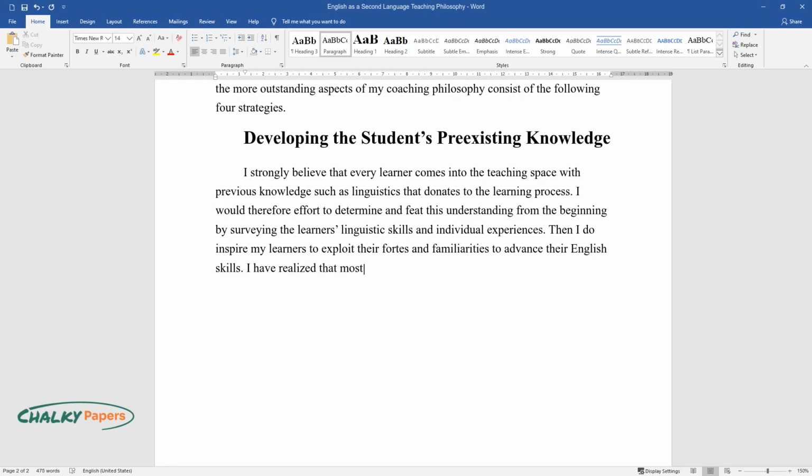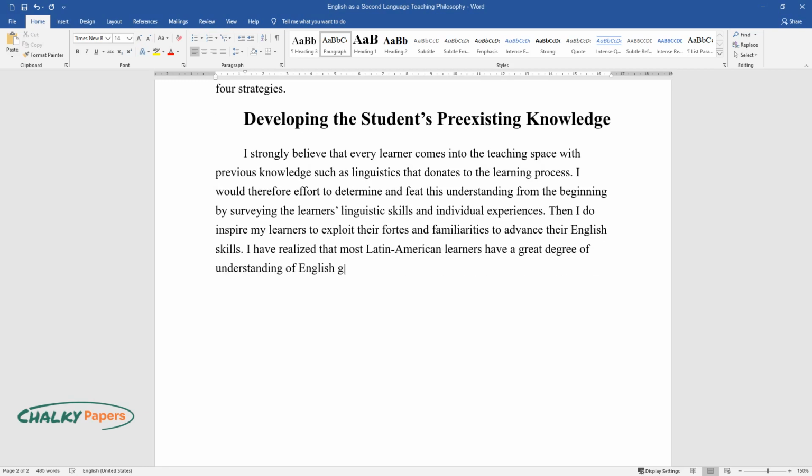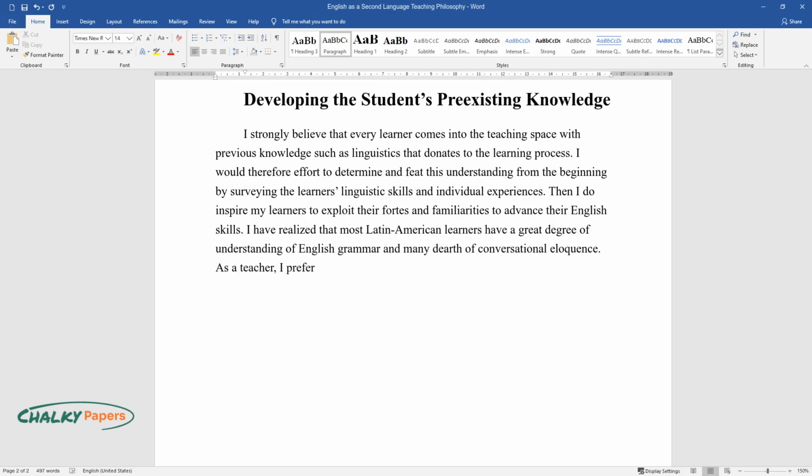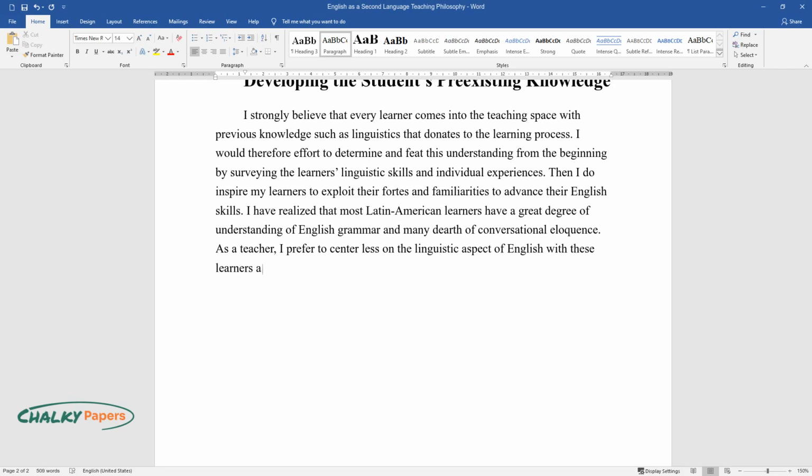I have realized that most Latin American learners have a great degree of understanding of English grammar and many lack conversational eloquence. As a teacher, I prefer to center less on the linguistic aspect of English with these learners and concentrate on enhancing communicative capabilities.